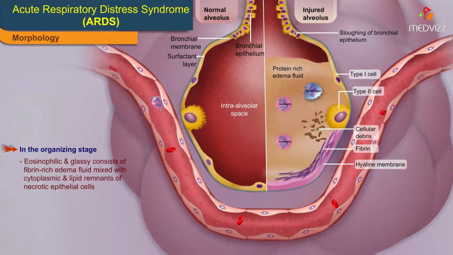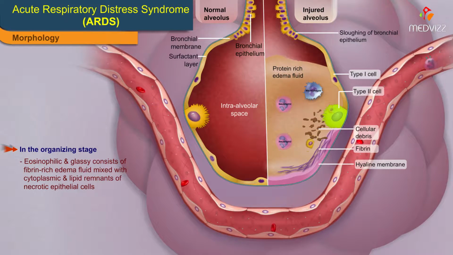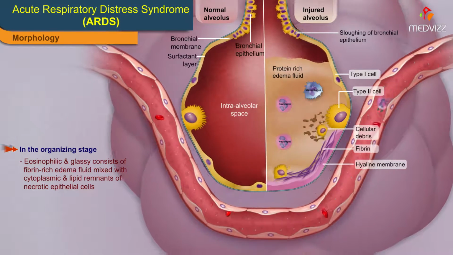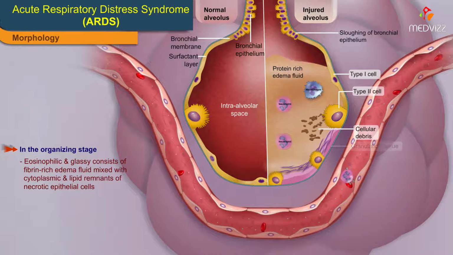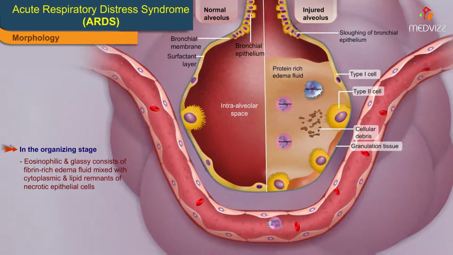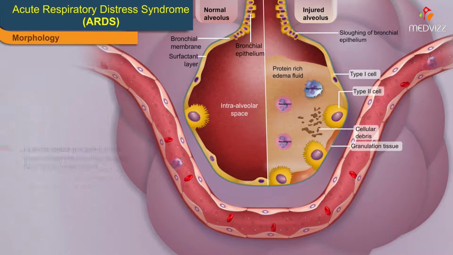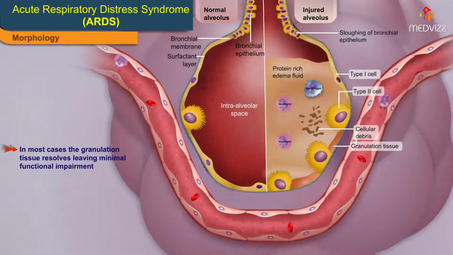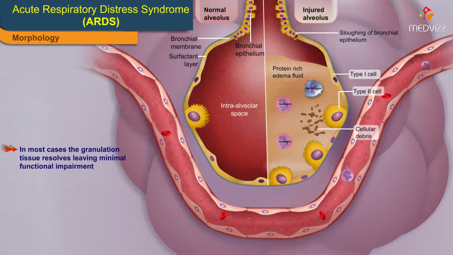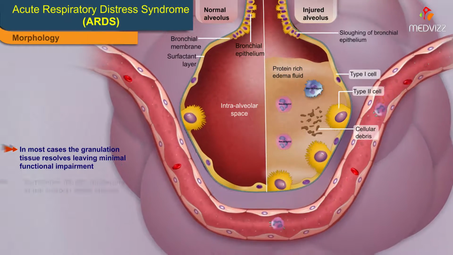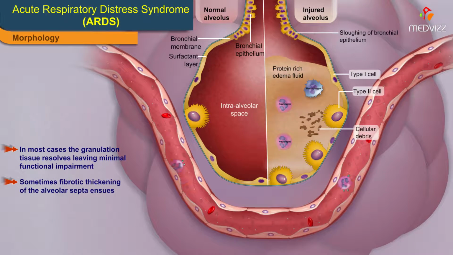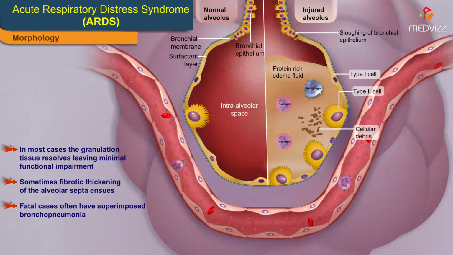In the organizing stage, type 2 pneumocytes proliferate vigorously in an attempt to regenerate the alveolar lining, and granulation tissue forms in the alveolar walls and spaces. In most cases, the granulation tissue resolves, leaving minimal functional impairment. Sometimes, however, fibrotic thickening or scarring of the alveolar septa ensues. Fatal cases often have superimposed bronchopneumonia.